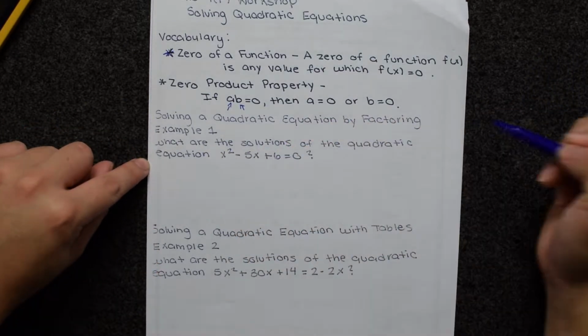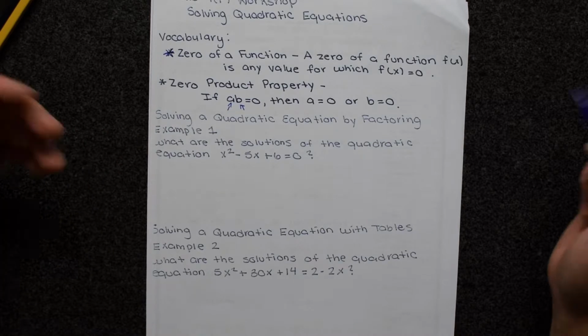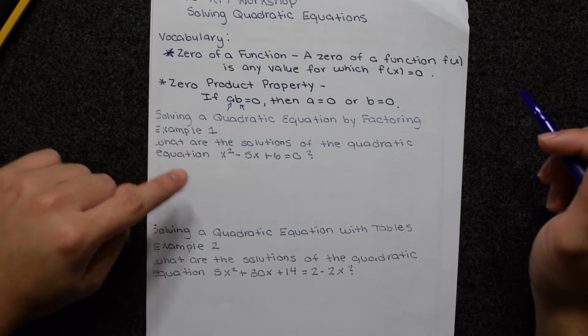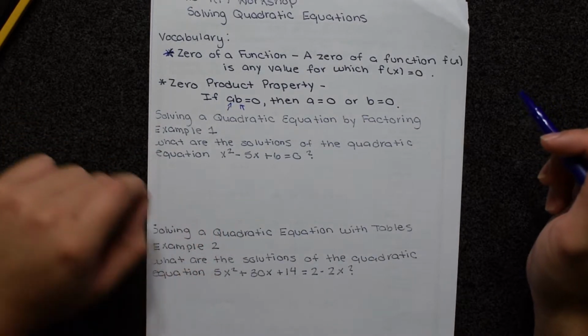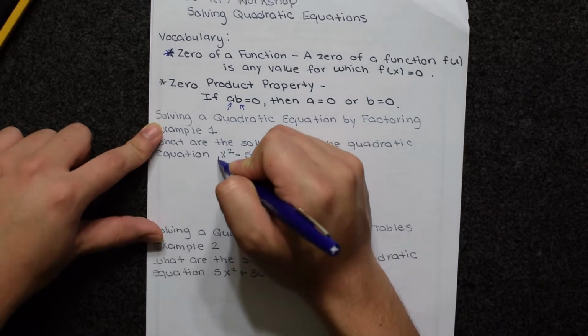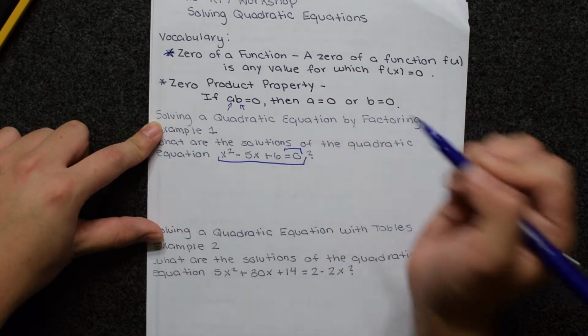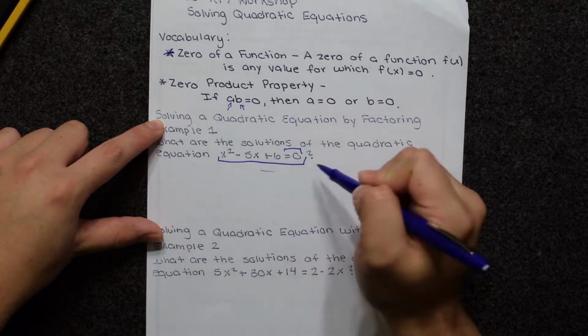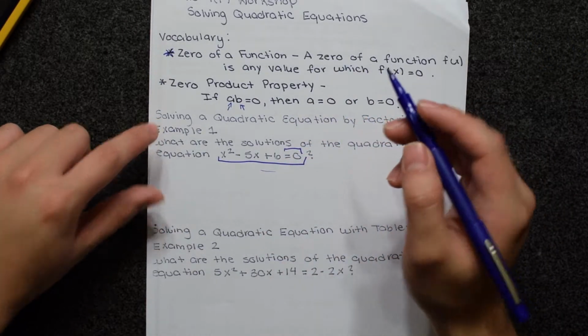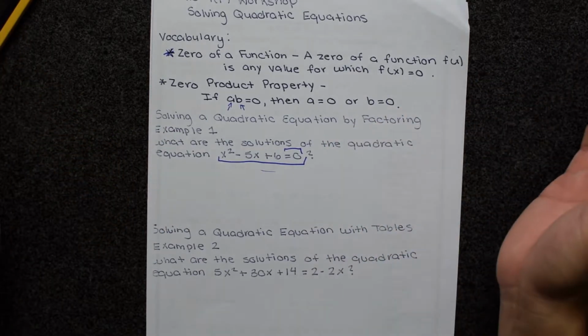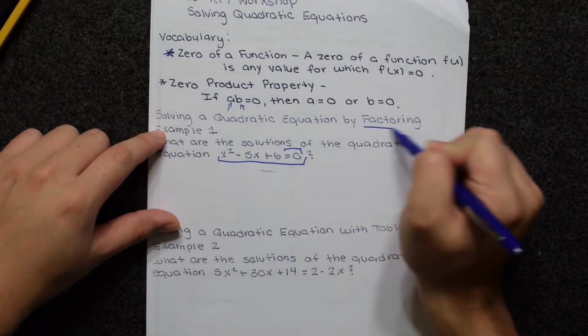So this example number 1 is asking me, what are the solutions of the quadratic equation x squared minus 5x plus 6 is equal to 0? It's very important that whenever we solve a quadratic equation, we always set it equal to 0. Once it's equal to 0, just like it is here, we go ahead and try to factor this out, right? We're trying to solve this by factoring.